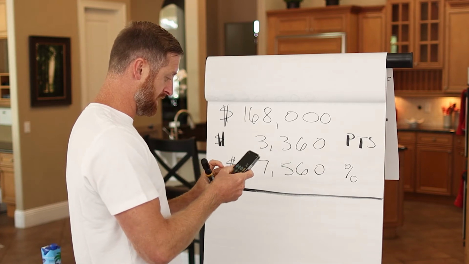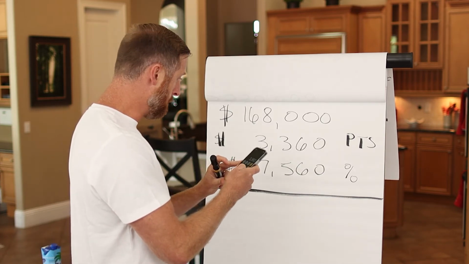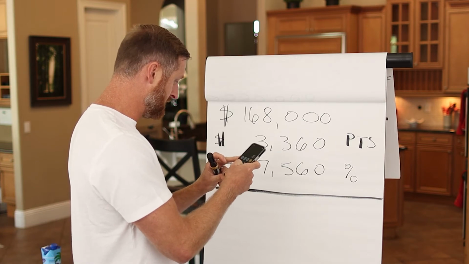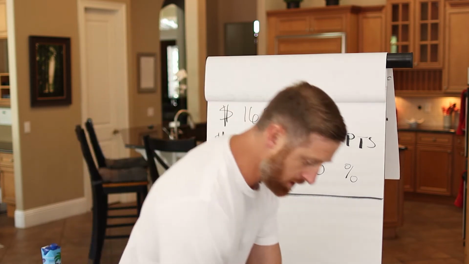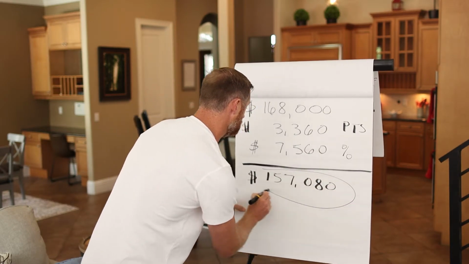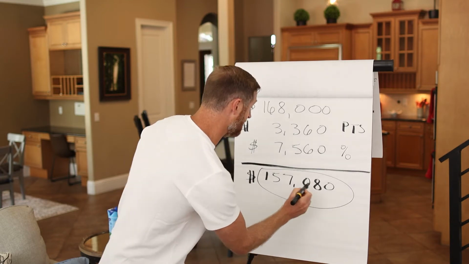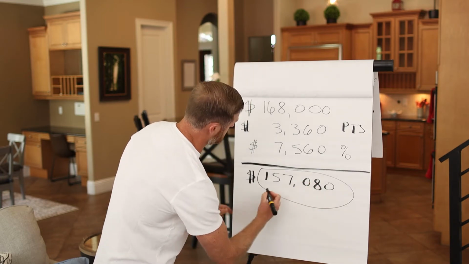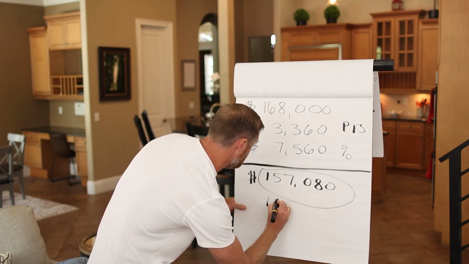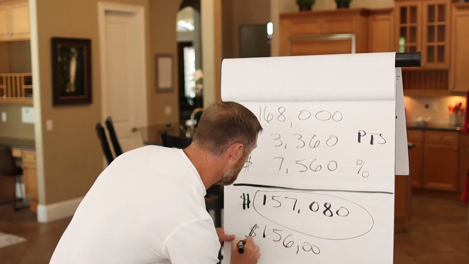So let's take 168,000 minus 3,360 minus 7,560 equals 157,080. So this is what I can pay for the property: $157,080. Let's just say, heck with the 80. Let's be conservative and say 156,000 to be safe for another 1,000. I am all about conservative numbers.